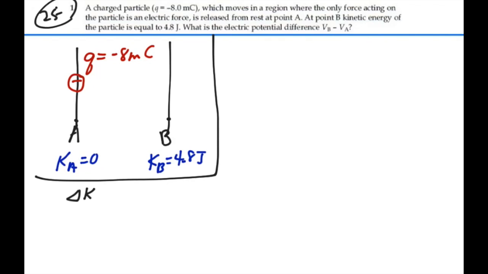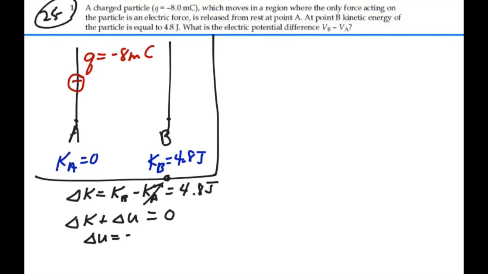Our change in kinetic energy is our final kinetic energy, that at B, minus our initial kinetic energy, that at A. Our initial kinetic energy was 0, so our change in kinetic energy is just 4.8 joules. Our change in kinetic energy plus our change in potential energy should be 0, because we aren't gaining any energy in this situation. All the energy is coming from the field, and that's what's going into the kinetic energy. So our change in total energy should be 0. Our change in potential energy will then be the negative change in kinetic energy, a negative 4.8 joules.